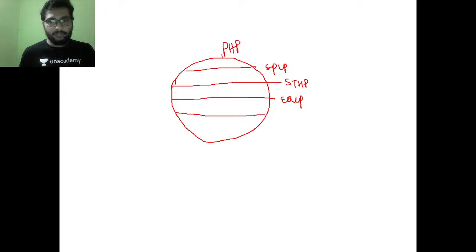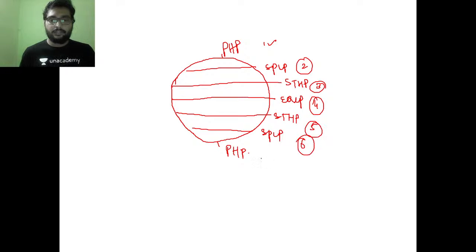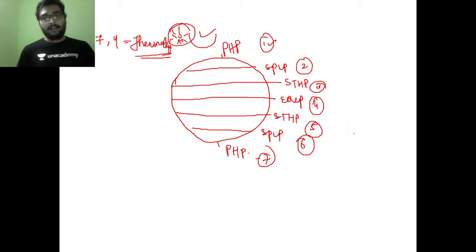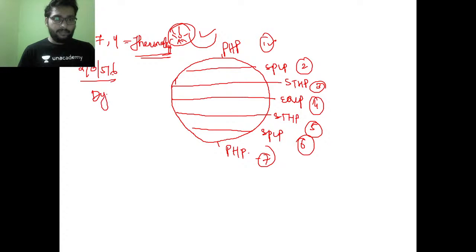In the same way, the southern hemisphere also has the same belts created: the subtropical high pressure belt, the subpolar low pressure belt, and the polar high pressure belt. So how many belts are created in total? 1, 2, 3, 4, 5, 6, 7. Among them, 1 and 7 are polar high pressure belts, plus 4 the equatorial low pressure. They are thermally induced. Thermally induced means they are induced by sunlight, they depend on solar energy. And the others, 2, 3, 5 and 6, are dynamically induced.